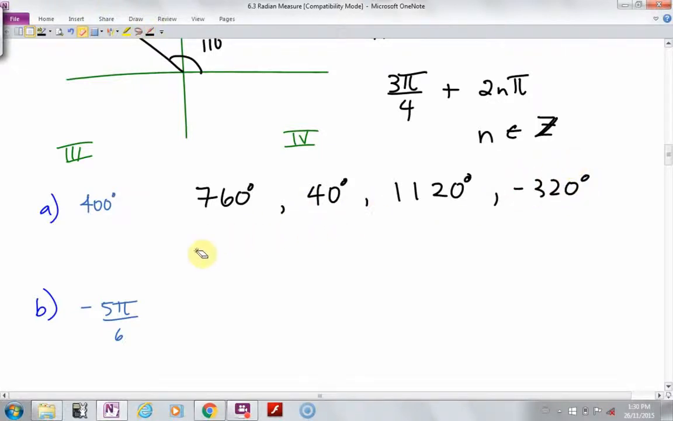So finding coterminal angles in degrees isn't that hard. Add or subtract multiples of 360. It's not that hard with radians either. You're adding and subtracting multiples of 2 pi. But in order to add and subtract fractions, what do you need? So the common denominator here is 6. So you want to add and subtract 12 pi by 6. So if you've got negative 5 pi by 6, and you add 12 pi by 6, what do you get, Echo?